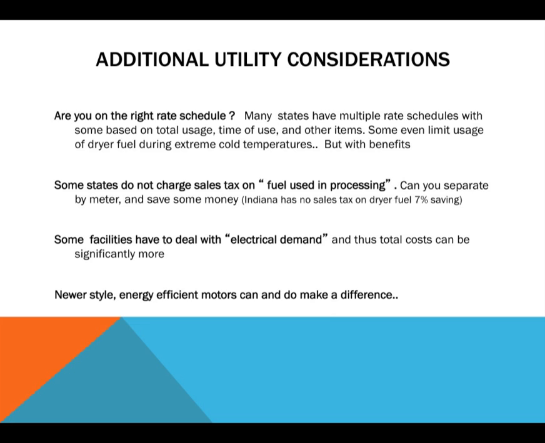So, some states do not charge sales tax on fuel used in processing. I personally know this in Indiana, where I worked for a number of years. Indiana has no sales tax on fuel used for processing, and drying grain was considered to be processing. So that's 7% right there that you can just take off your bill right away. And you had to watch it, because even though you had that exemption, maybe the next year your gas company would suddenly look at your bill and say, "Oh, they're charging me tax again." And then you'd have to reapply for the tax abatement on it, but you would get it off. So you might want to check in your state. You may have the ability to. That 7% adds up, particularly if you're doing a lot of drying.